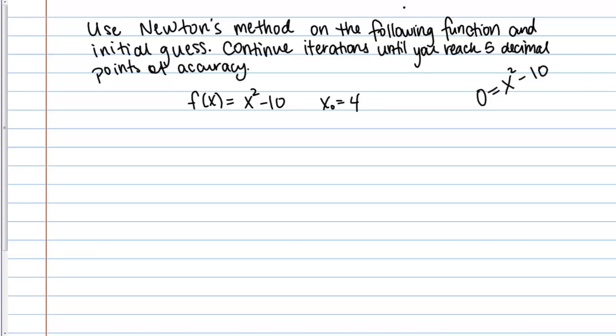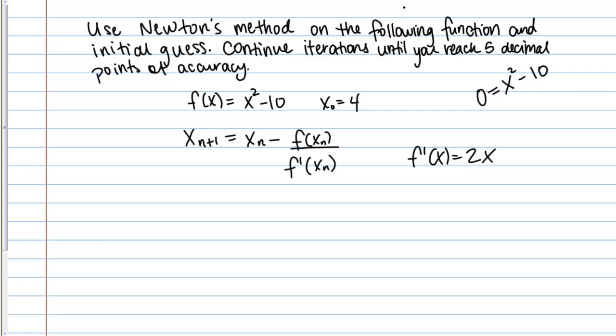Okay, so first, let me just write down the formula for Newton's method. So remember the formula looks like this. x sub n plus 1 equals x sub n minus f of x sub n over f prime of x sub n. Okay, so then it looks like we're going to need the derivative, right? We have to calculate the derivative at certain values of x. So my derivative, I'll just write it out to the side here, is 2x. So nice simple derivative in this case.